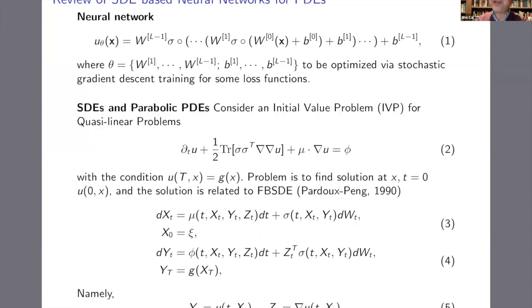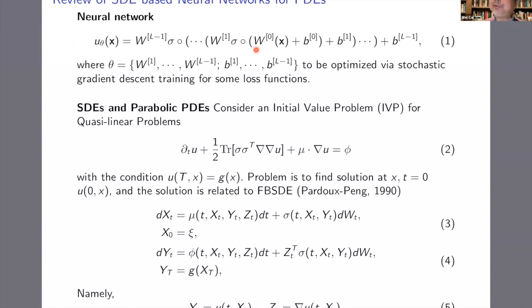So the SDE-based neural networks. We are looking at the solution in this format. So in the traditional finite element method, the unknowns appear as the coefficients of the basis functions. And here the unknowns are the weights and bias in this affine mapping, then these nonlinear activation functions. So this functional space is different from the traditional finite element method.